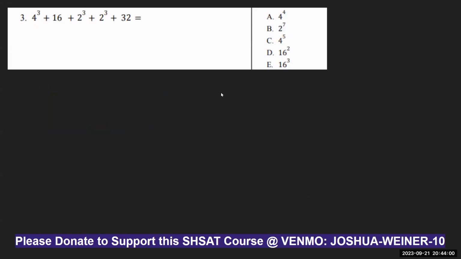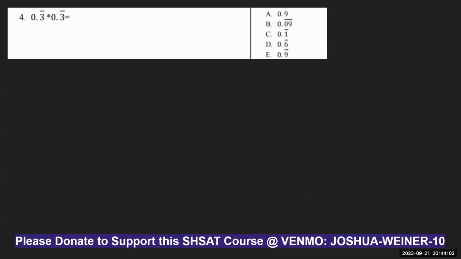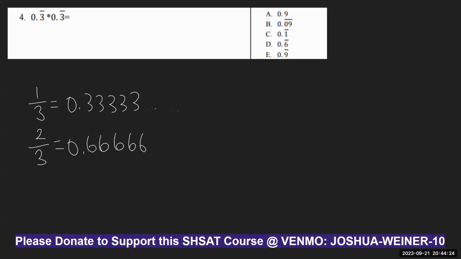All right, let's go to the next one. Question number 4 is a little bit tricky if you don't know the notation. The bar above it means that it's a repeating decimal. So you should know that a third is 0.33333 forever and ever. 2/3 is also 0.666666 forever and ever. And 3/3 is 0.9999 forever and ever. But we write that as 1.